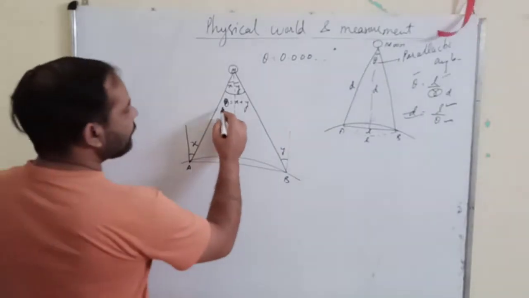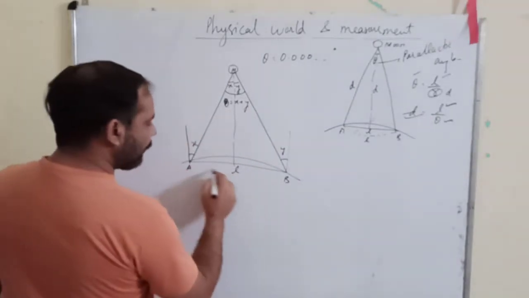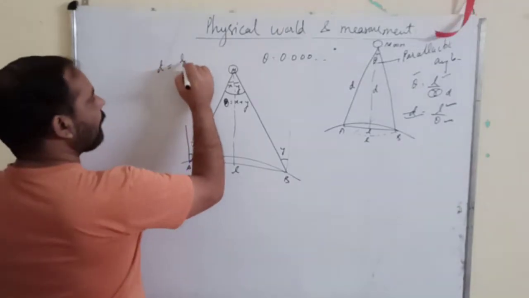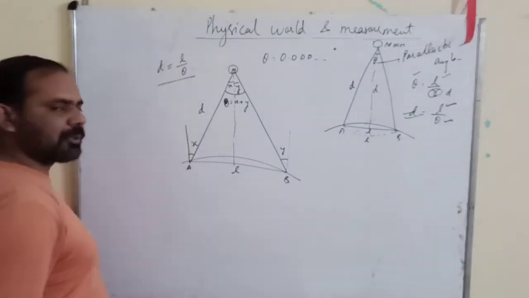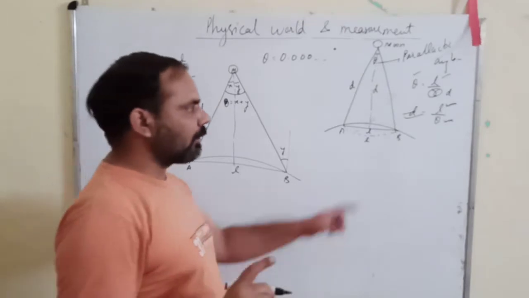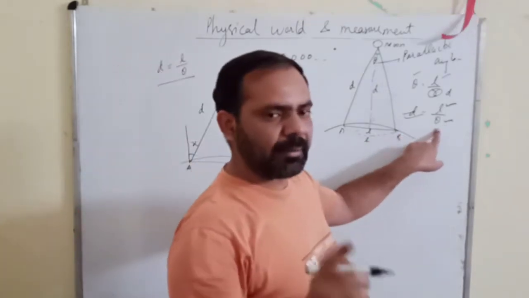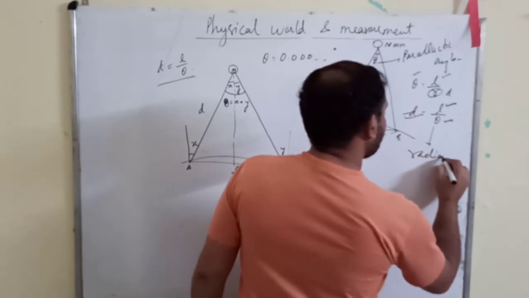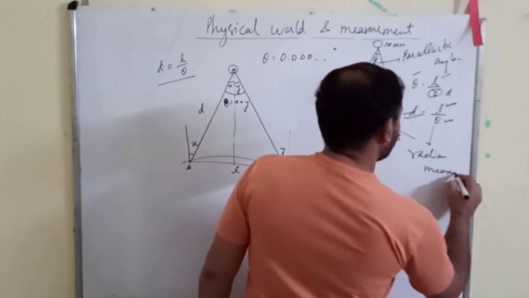So now you have theta equal to x plus y, you have L. Now you can find out D equals L upon theta. Now you can use this formula. One more thing: theta must always be in radian measure. It should be in radian measure, not degrees.